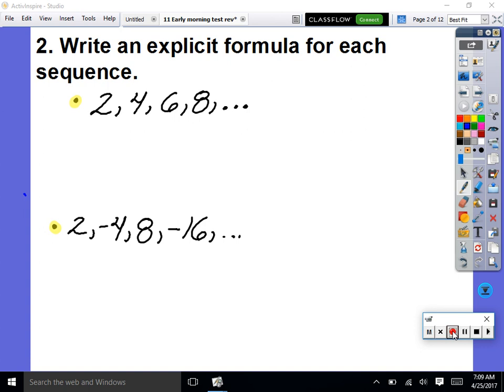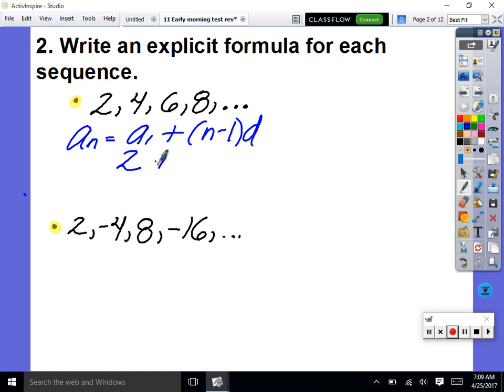You'll look at the formulas on the back of the test. The explicit formula for arithmetic is a sub 1 plus n minus 1 times the common difference. So we do 2 plus n minus 1 times 2. Now to get the full point, you're going to want to simplify it by multiplying, 2n minus 2. Combine like terms, so those 2 happen to cancel out. So our final answer would be a sub n is equal to 2n.